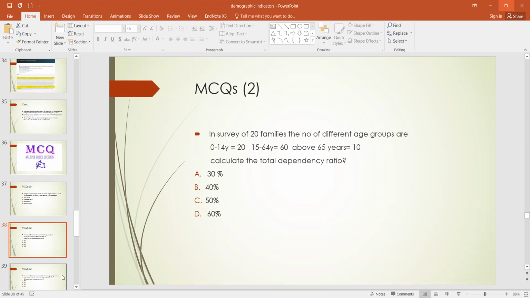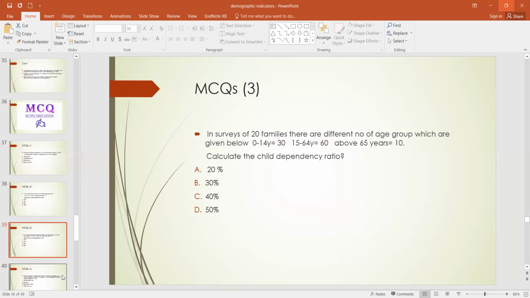C is the right answer, 50, because 0 to 14, there are 20 number, and above 65 years, 10 number. So in the denominator, 20 plus 10 equals 30 divided by 60, which is equal to 0.5. And when it is multiplied by 100, the answer is 50.